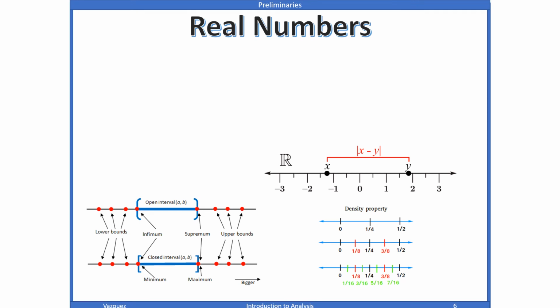So first I'm going to start off with the pictures. Here, the distance between x and y on the real line. We use the absolute value as our metric to show the distance. So the distance from x to y is the absolute value of their difference. And here you should know that this set denotes the real numbers. Down here, there's the density property. You should also be familiar with that.